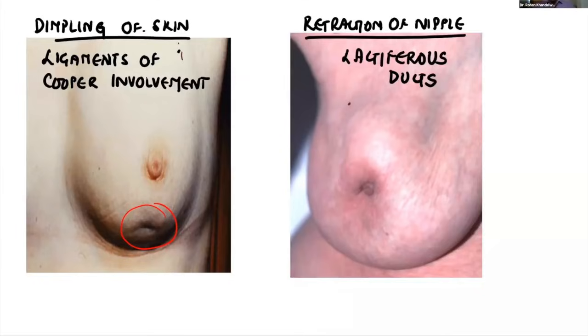Both these signs don't denote skin involvement. Please remember this. These signs don't denote skin involvement in breast cancer. So make sure you remember that point. It is not a sign of skin involvement in breast cancer.